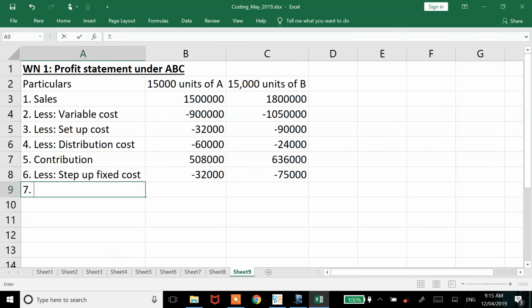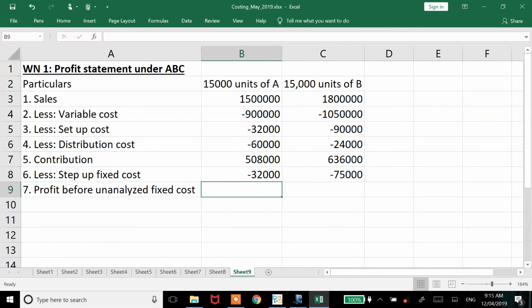Now you can call this profit before unanalyzed fixed cost. What is unanalyzed fixed cost? That will be incurred whether you manufacture A or you manufacture B or you manufacture A and B put together. Unanalyzed fixed cost is something which is not specific to a product. If the company runs, that cost will be incurred.